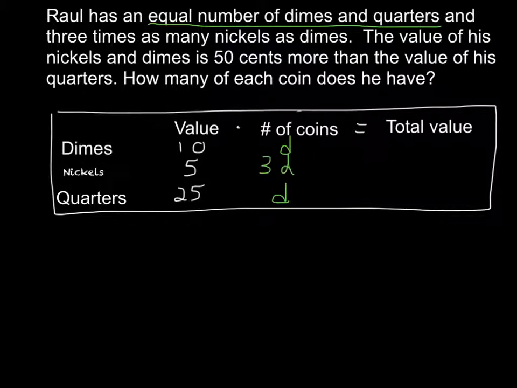So with all this information filled in, we can fill in the total value. So we've got 10D, 15D, and 25D. Okay, so let's read it one more time.